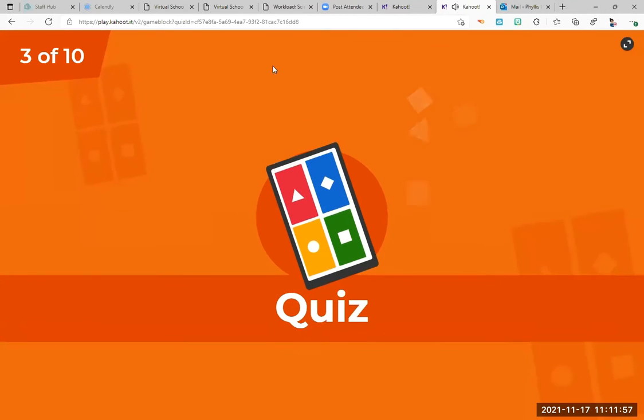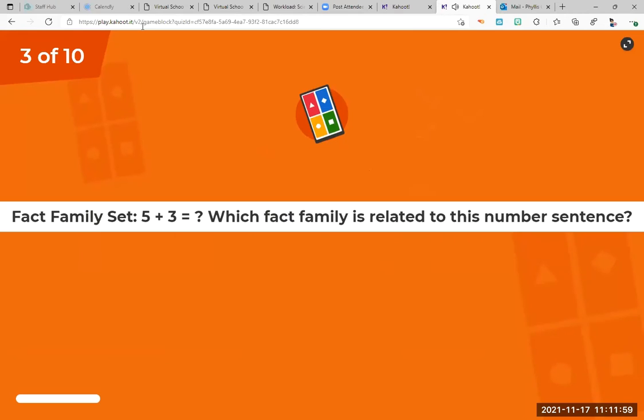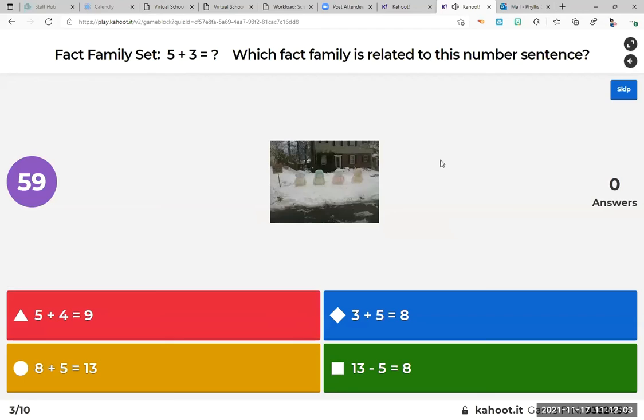Don't worry. All right. Next one is 5 plus 3 equals, what's the third number? Brother plus sister equals who? Which fact family could we use to finish that statement?